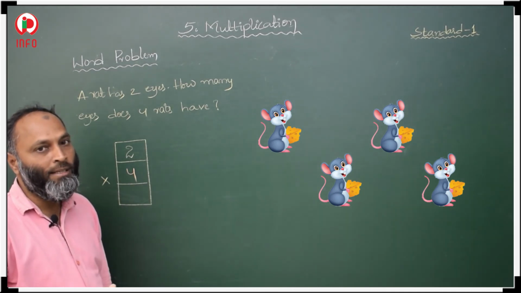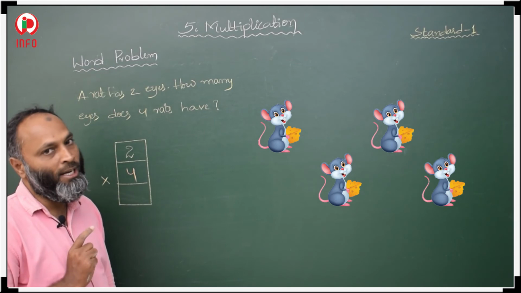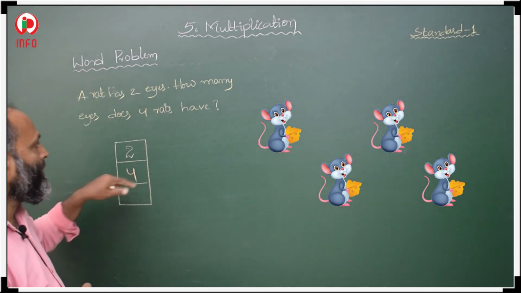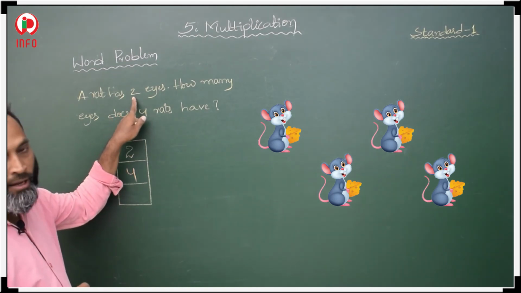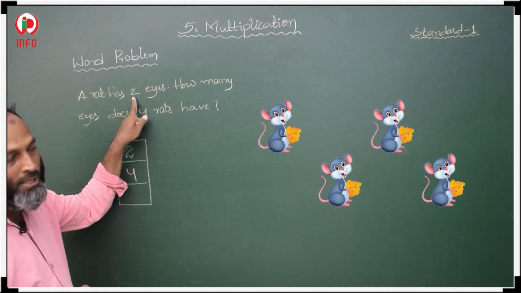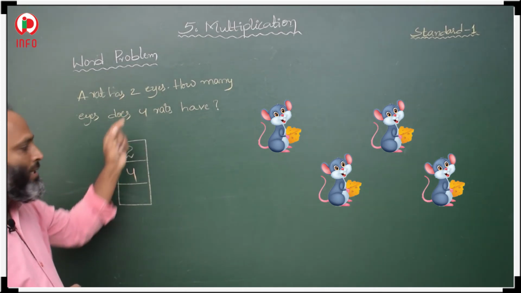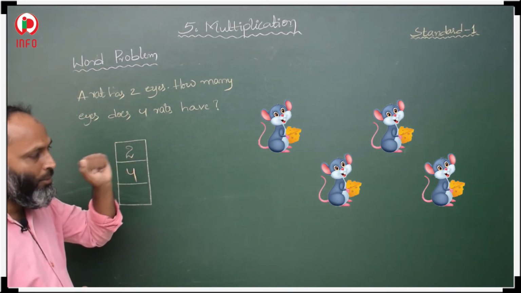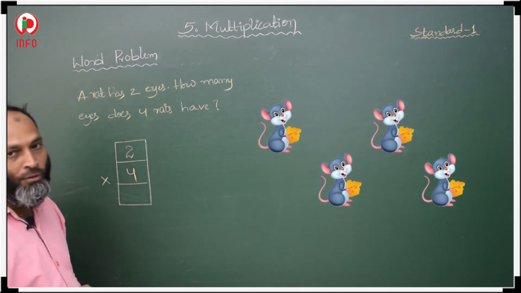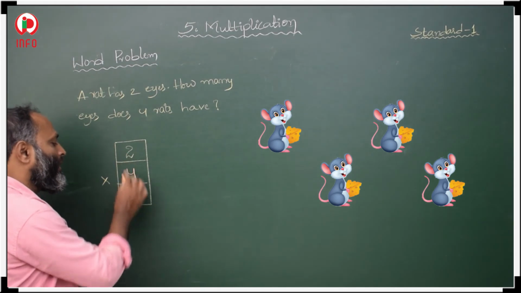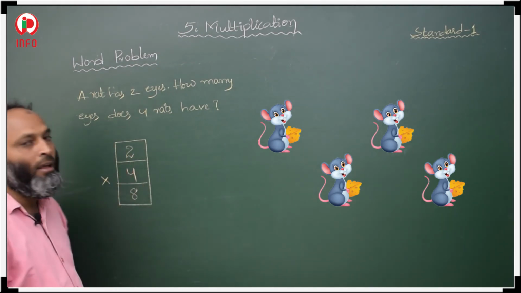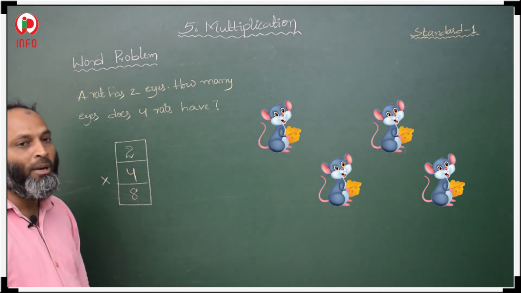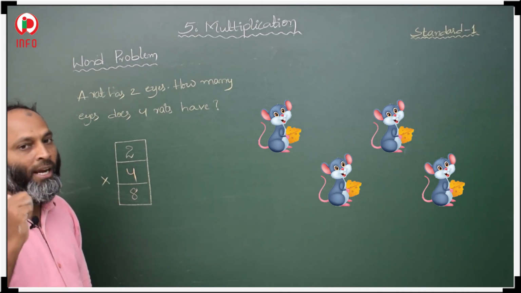When repeated addition is there, we can apply multiplication. Then how to apply multiplication? First, how many eyes does every rat have? 2 eyes. That 2 we have to take here. Then total how many rats do we have in the picture? Total 4 rats. That 4 we have to write here. 4 twos are total how many eyes? Total 8 eyes. 4 rats have 8 eyes.